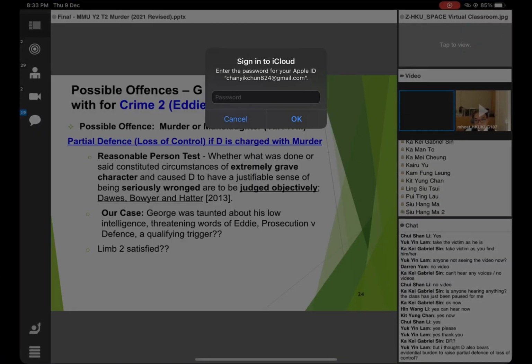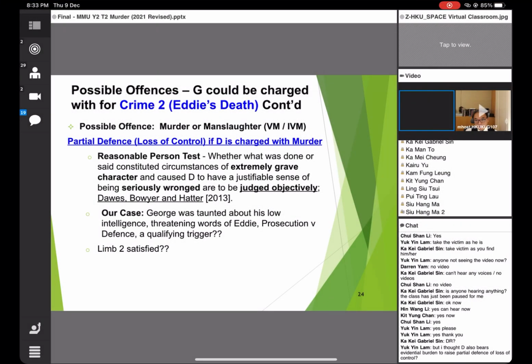sense of being wronged, okay? So is limb number 2 satisfied? Depending how you argue. I would say that it is not in my submission here, which is not the full answer, okay? I'm trying to argue that limb 2 is not satisfied. All right, you might have a different argument.